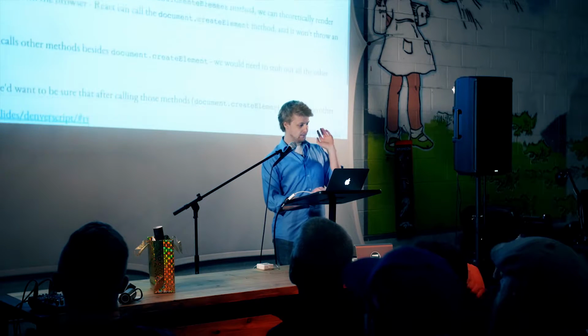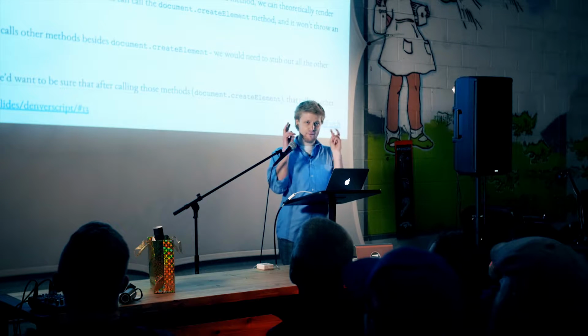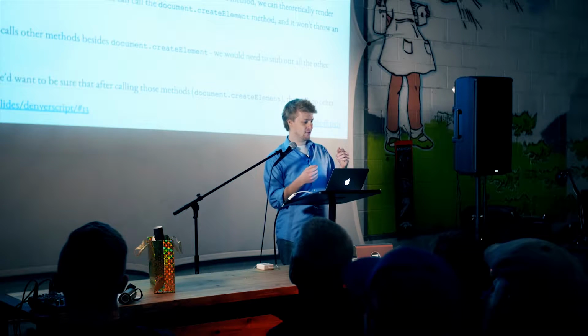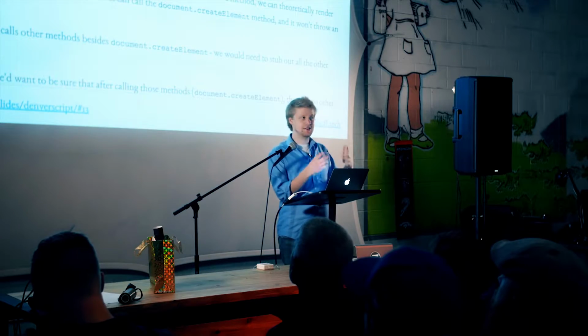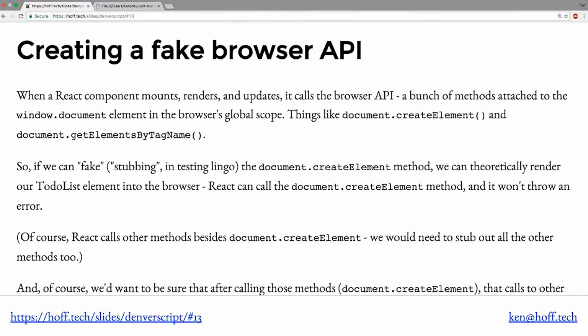So what we're going to do is create a fake browser API. Whenever the React component mounts, renders, etc., it makes calls to the browser API. It calls document.createElement, document.getElementsByTagName, etc. If we can just fake out each one of those methods, then React isn't going to crash anytime it tries to call them.